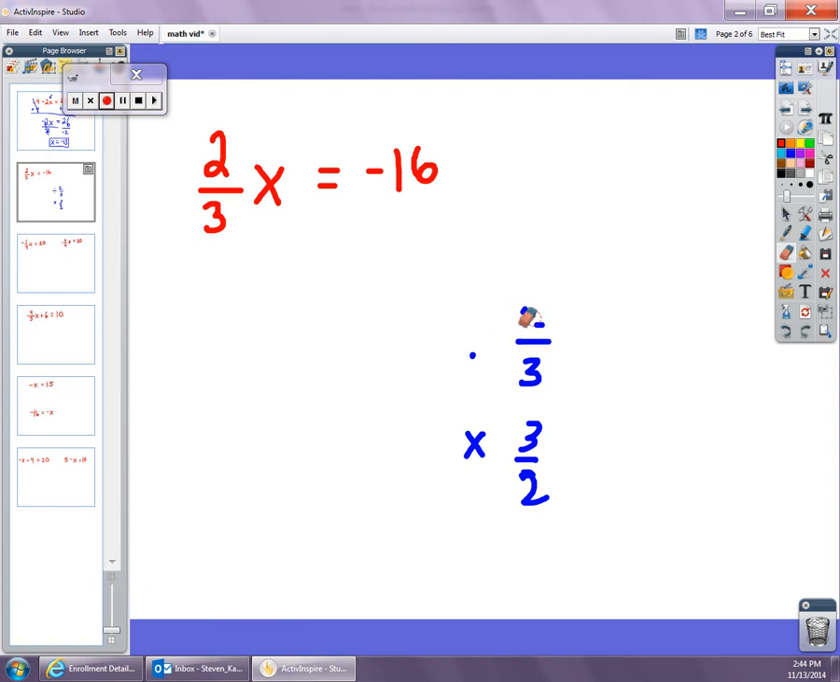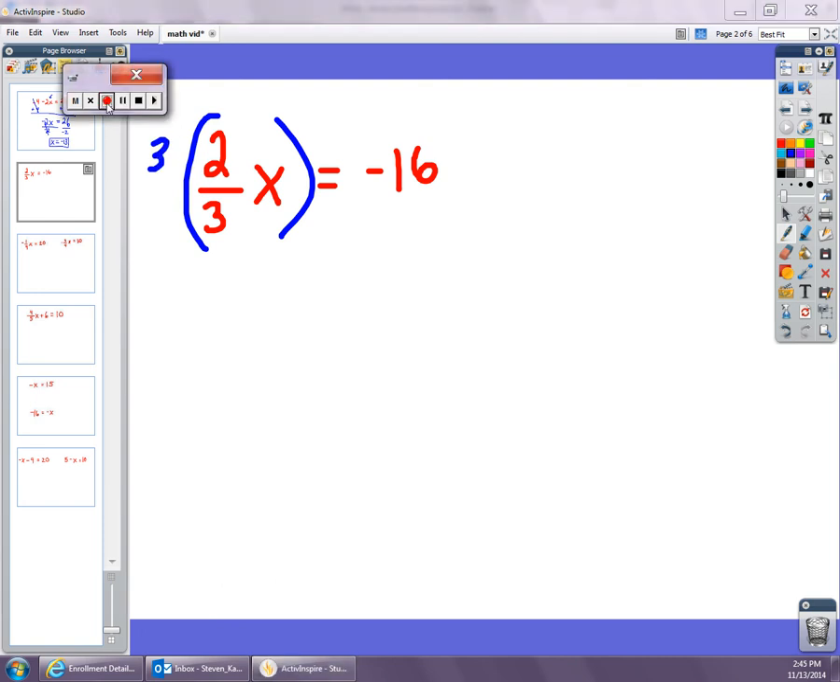So anytime you see a 2/3 times, or any fraction times a variable, you can go ahead and take the entire side and multiply by the reciprocal. So if it's 2/3, we're going to multiply by 3/2. If you multiply those two together, you just get 1, or 1x, which is just x. So you've done your job by singling out, or getting the x alone.